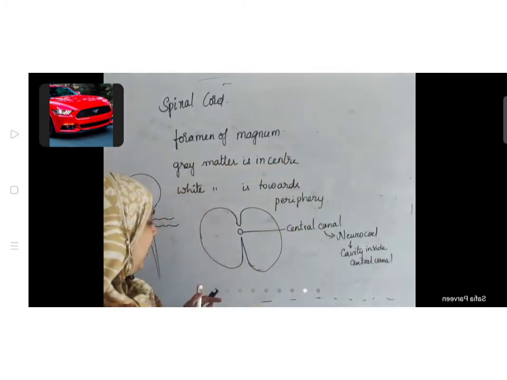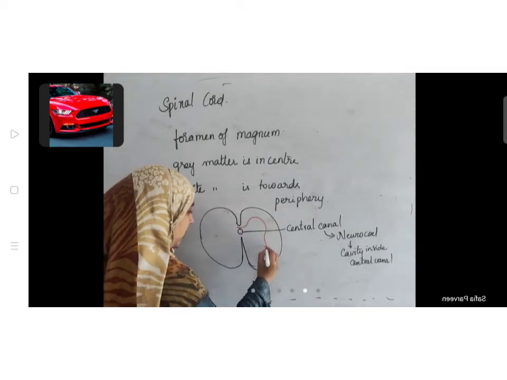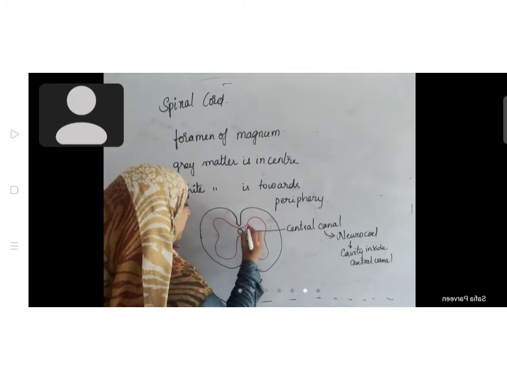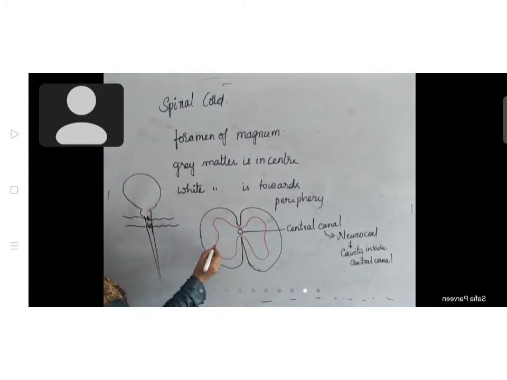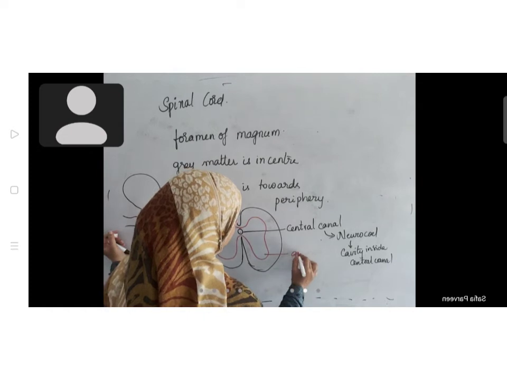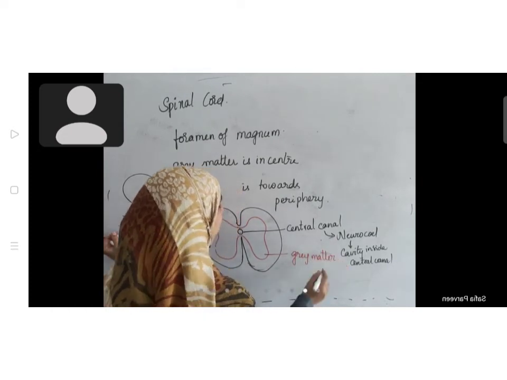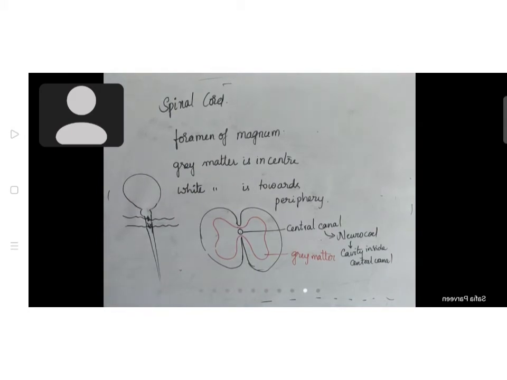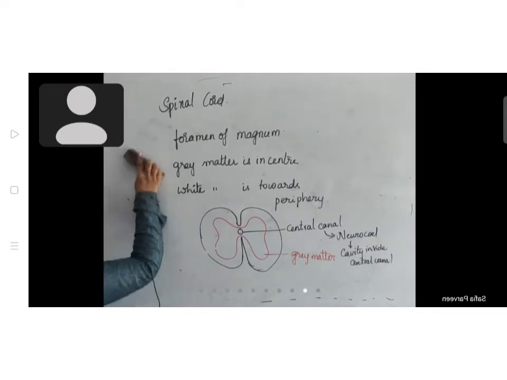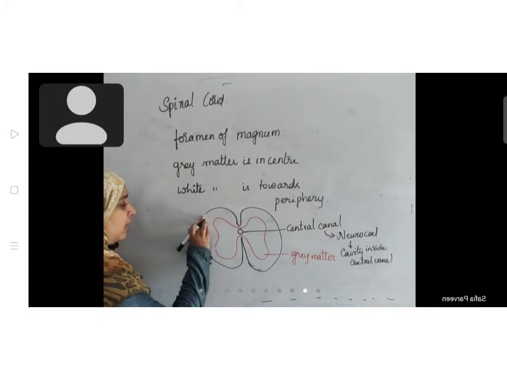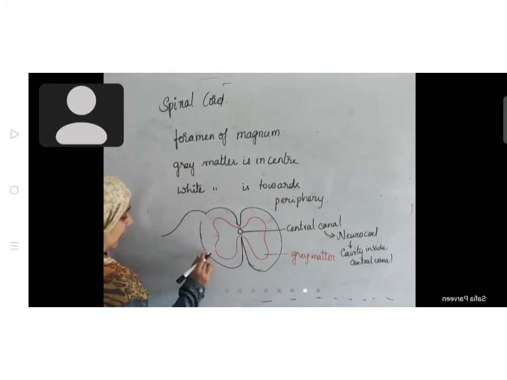Okay. Around this, there is a butterfly shaped structure. It looks like a butterfly. This butterfly shaped structure is called gray matter. For this, there is one dorsal horn, there is one ventral horn, from where the neurons arise or leave.